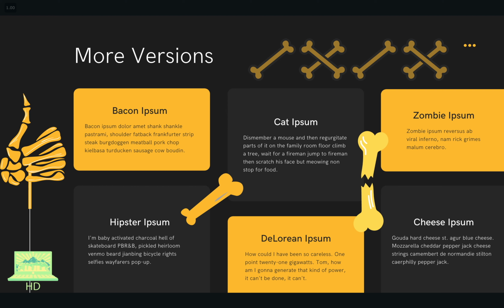You can use cat ipsum, or zombie ipsum, which is a bunch of zombie related words. Or there's even hipster ipsum, which does a bunch of hipster terms. The DeLorean ipsum, which is a bunch of movie quotes from Back to the Future. And there's even one of cheese ipsum, where it lists out different types of cheese for placeholders. And these are all good placeholder texts that you can use.